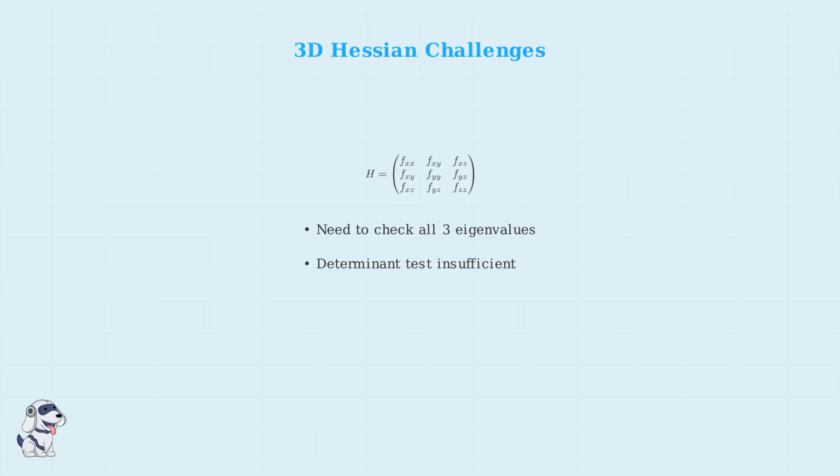In three dimensions, analyzing the Hessian becomes significantly more complex. We need to examine all three eigenvalues or use alternative techniques like Sylvester's criterion. The determinant test alone is insufficient for three-dimensional analysis.